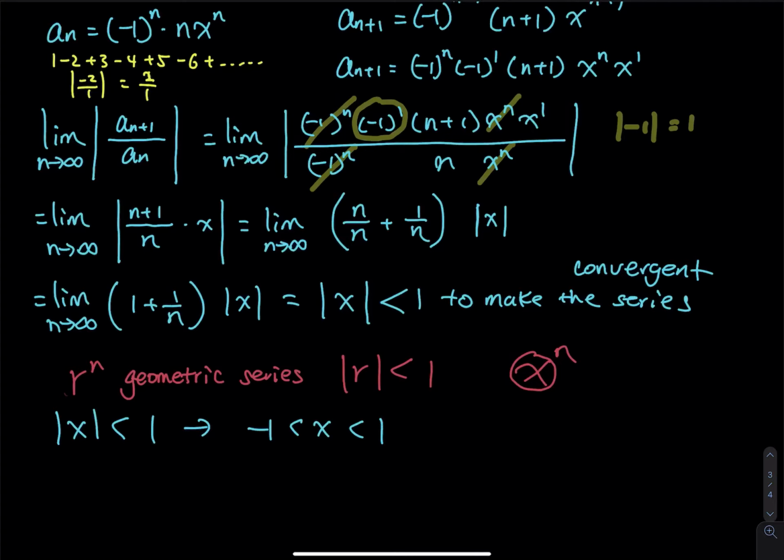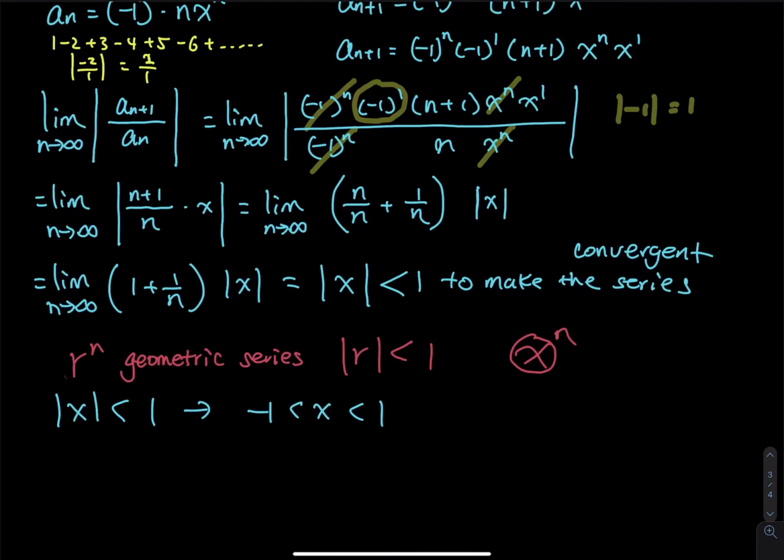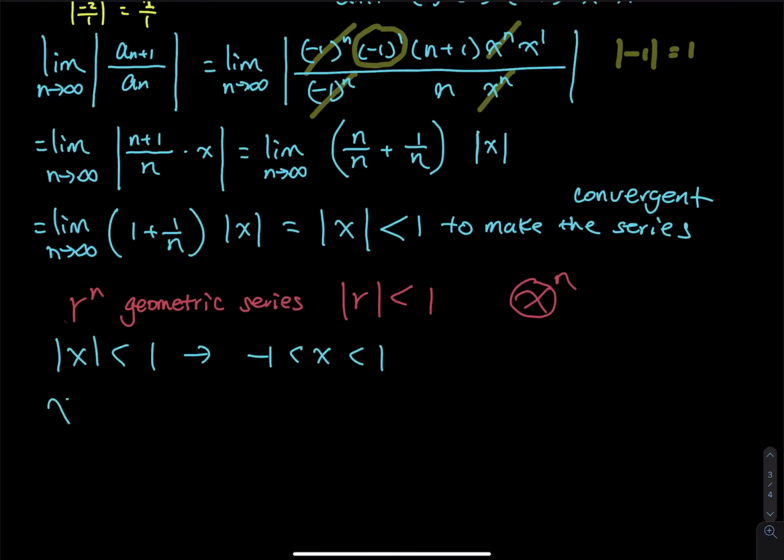All right, so now you have a lot of work to do. You have to test the endpoints of the interval of convergence, because the endpoints do not always converge. So what happens when x is equal to -1? So when x is equal to -1, which is right here, what do we have when x is equal to -1?